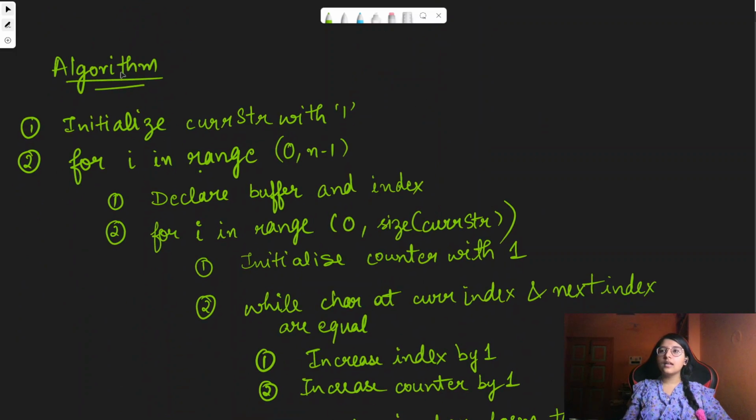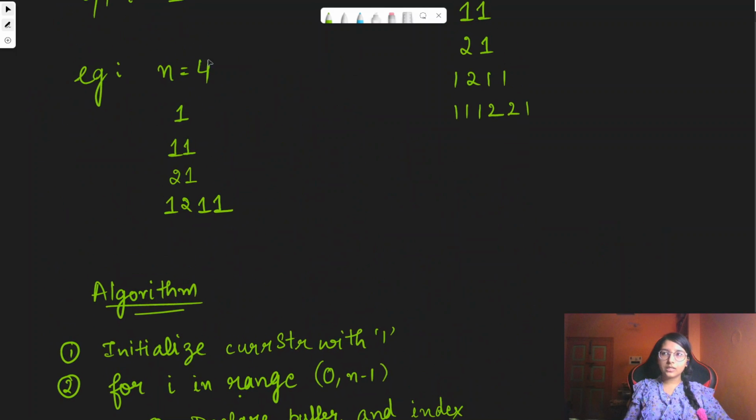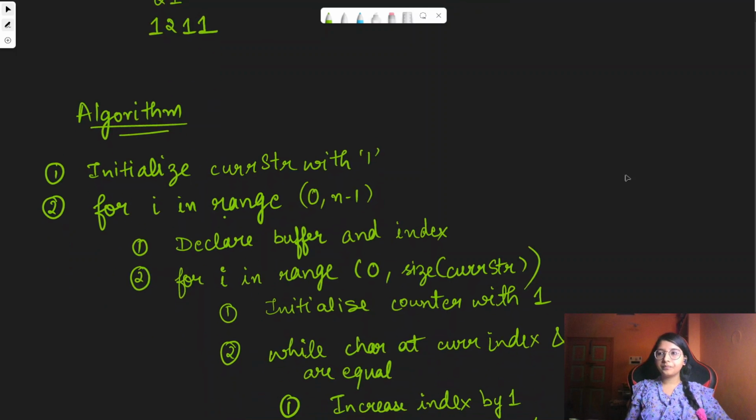So now here, first we are initializing the current string with 1. That is the starting point. Then for i in the range 0 to n minus 1, where n is the input given to us. And why are we taking n minus 1? Because at the starting we have already initialized with the same, so we subtract one from n, meaning one count is already there.